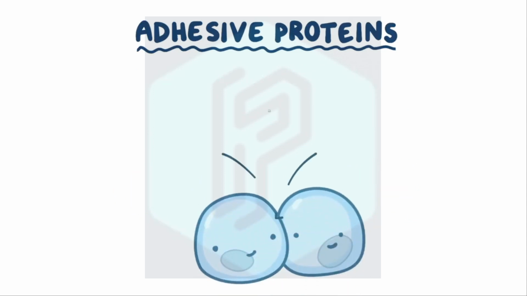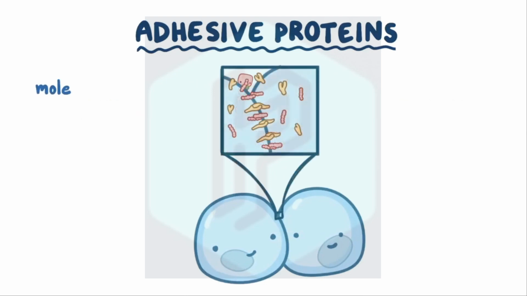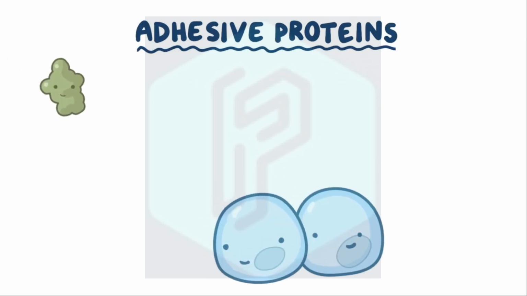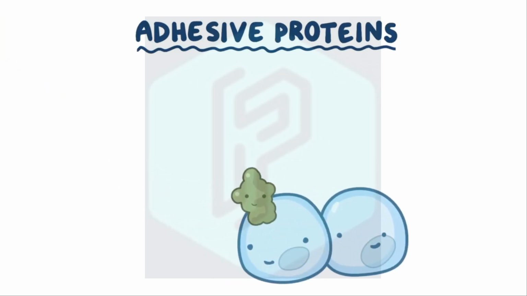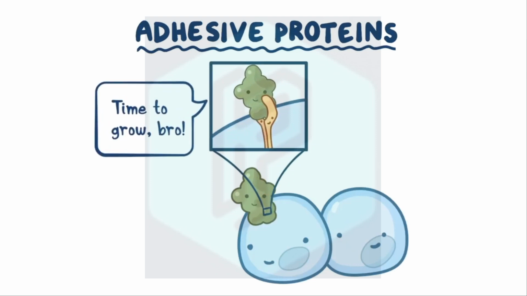Now, adhesive proteins, like integrins and cadherins, are found on the cell's surface, and they're like molecular Velcro. Cells use adhesive proteins to anchor themselves to other cells and to molecules in the extracellular matrix. Adhesive proteins also help communicate messages from the extracellular matrix to the cell. For example, signals relayed by integrins can help a cell decide when it's time to grow, divide, differentiate, or even die, like in apoptosis.